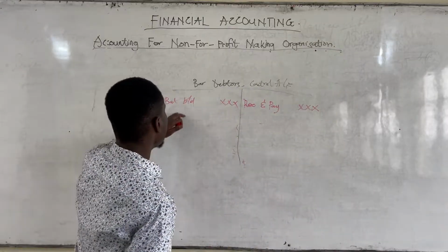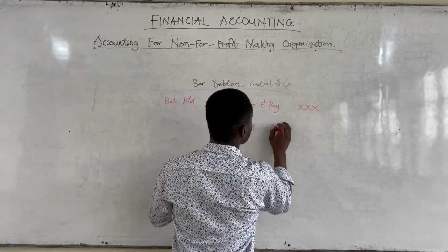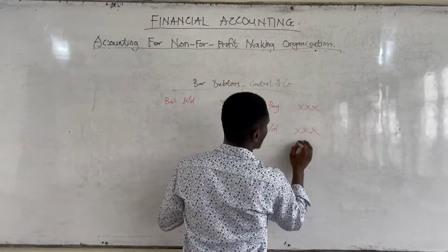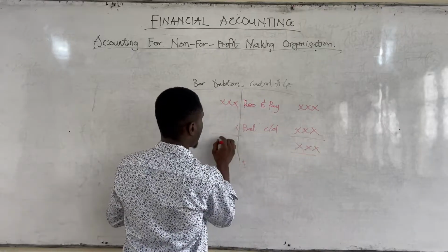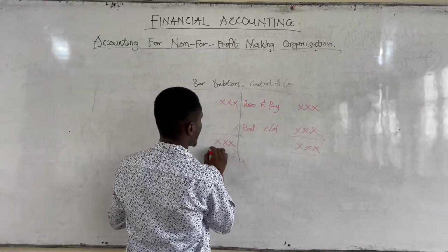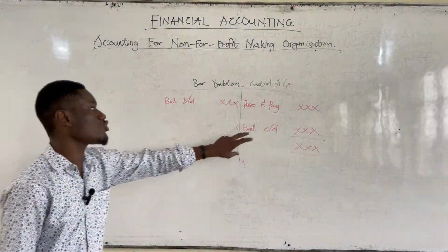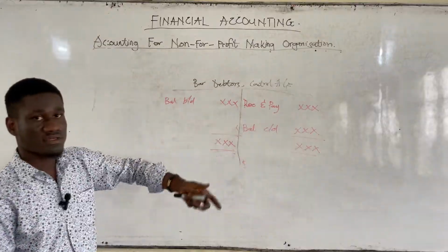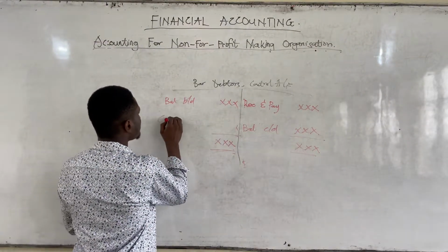Good. Then any balance CD relating to our debtors will be here. We'll add this. Then the difference you will get from this is not going to be our balance CD like the creditors control account, but it's going to be our credit sales.